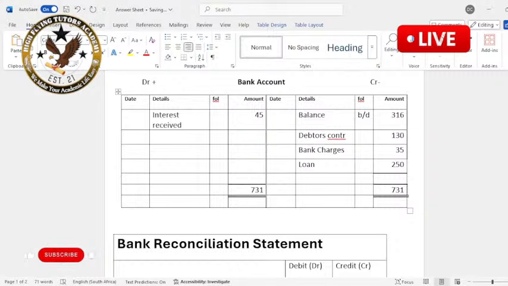So now we need to balance both sides, the credit side and the debit side, right? So we are going to have what we call on the debit side balance carried down. Balance carried down is going to be 731 minus 45. How much are you getting right there?